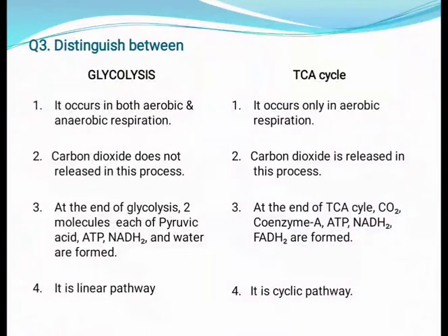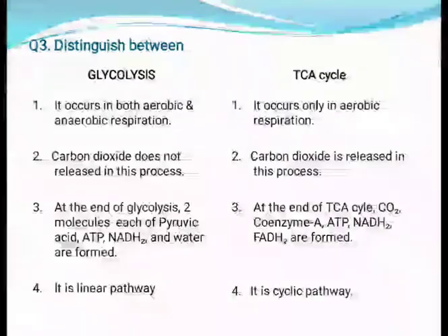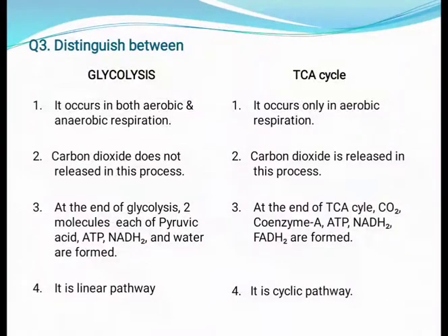Second, from the TCA cycle, carbon dioxide is released in this process. Third, at the end of glycolysis, two molecules each of pyruvic acid, ATP, NADH2 and water are formed. Third point, at the end of the TCA cycle, carbon dioxide, coenzyme A, ATP, NADH2 and FADH2 are formed. Fourth point, glycolysis is a linear pathway, and the TCA cycle is a cyclic pathway.